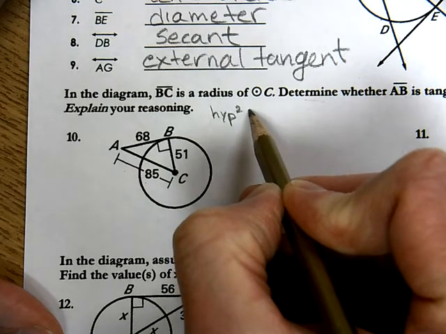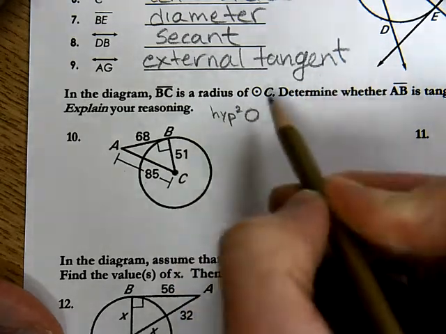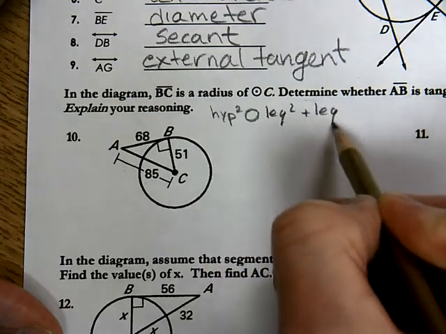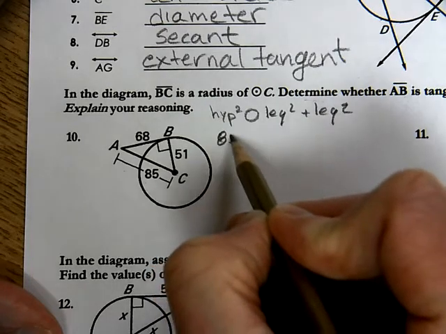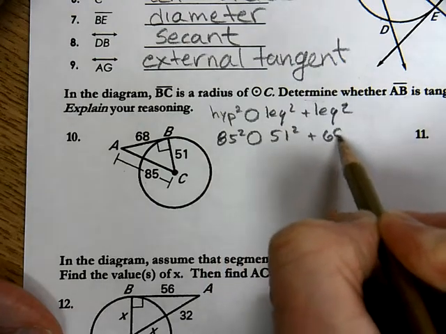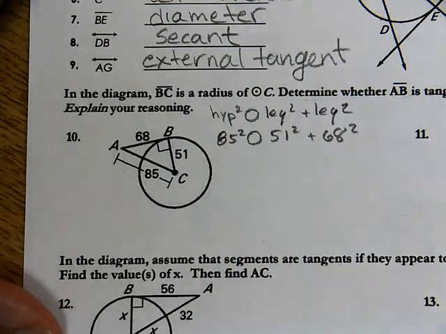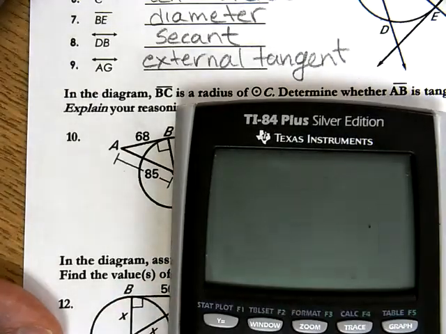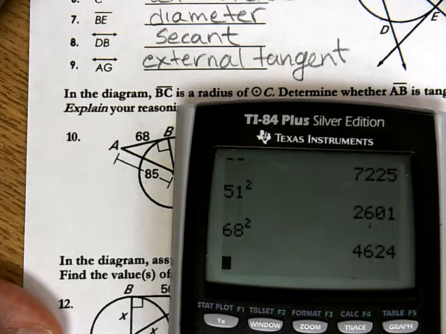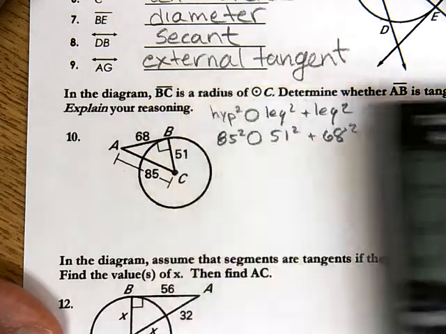squared, and we are comparing this with the leg squared and leg squared. So this gives us 85 squared, and we're comparing that with 51 squared and 68 squared. So when we say 85 squared and we say 51 squared and 68 squared, we have our numbers.